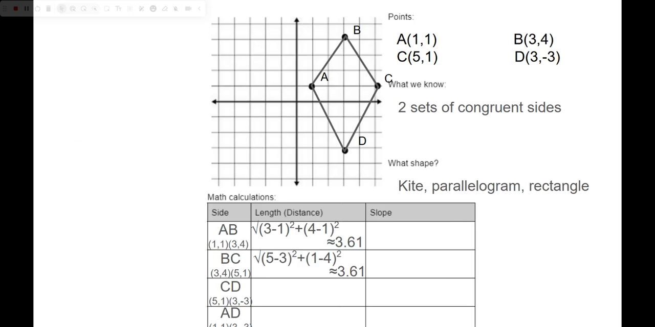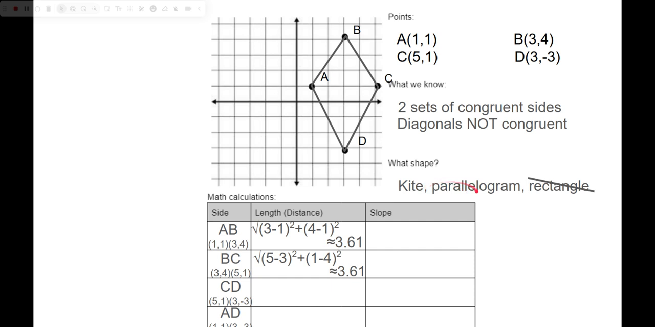Okay, well you should have found that AC was 4 and BC was 7. Since it's horizontal, you actually can just count. You don't need to use the distance formula. Since it's a vertical, you can just count. So 4 and 7, they are not congruent, so it cannot be a rectangle. So diagonals are not congruent, not a rectangle.